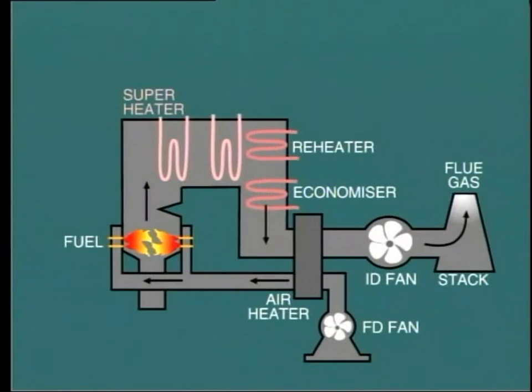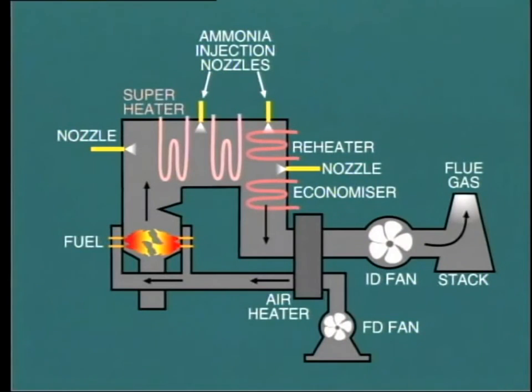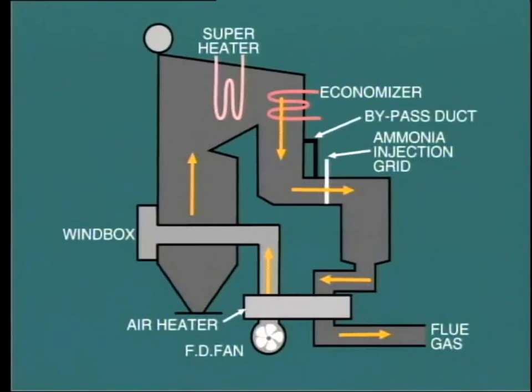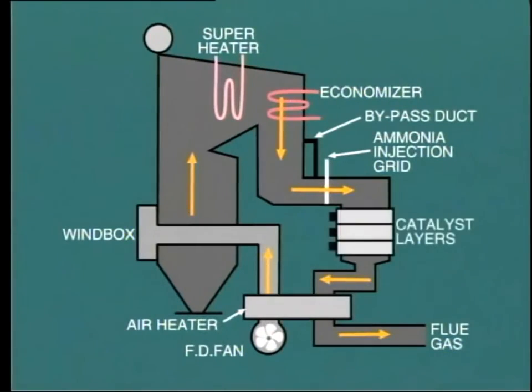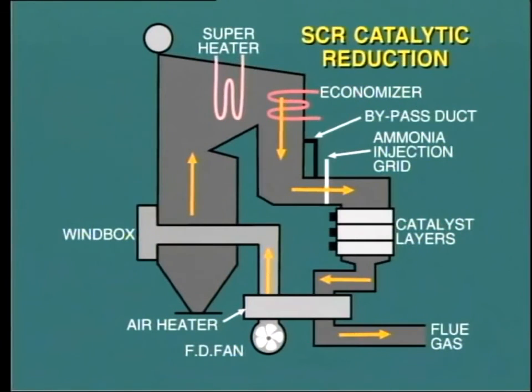Because of the need for high temperatures in order to ensure good reaction, the ammonia injection nozzles must be located in the superheater or reheater zone, an inconvenient location. To overcome this problem, a catalyst reactor may be fitted into the gas stream, usually after the economizer, and this allows the NOx absorption to take place at lower temperatures, say 600 to 750 degrees Fahrenheit, or about 400 degrees Celsius. This system is known as SCR, catalytic reduction.